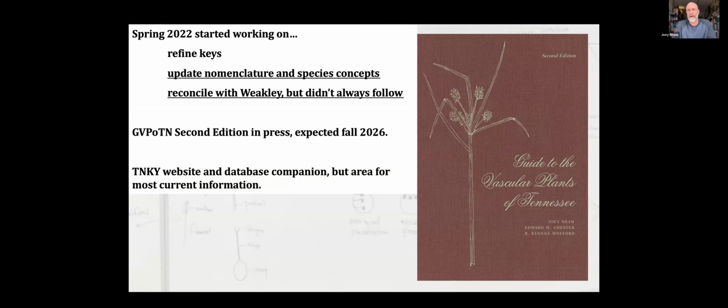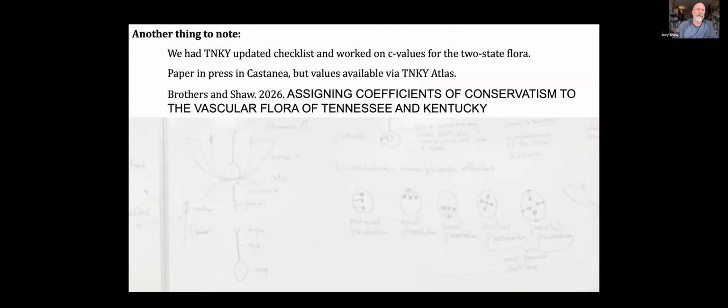I don't always agree with names that he's using or reasons that those are there, and I've tried to explain that. And so the Guide to the Vascular Plants of Tennessee, the second edition, is in press now, and we expect it to be out in book form in fall of 26. But the Tennessee Kentucky website and this database Excel spreadsheet companion sort of align with the guide, and the website and the database contain the most current information.